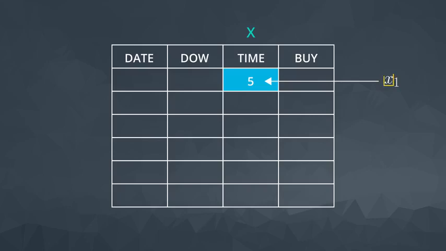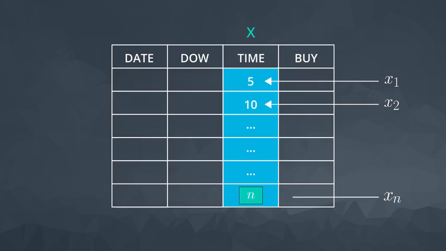Notice this is a lowercase x. The second visitor spends 10 minutes on the site, which we would notate as x2. Again, since this is an observed value, this is a lowercase x. The labeling could continue until we reach the final visitor in our dataset, who we'd call the nth visitor. We would label this value as xn. Again, this is a lowercase value.